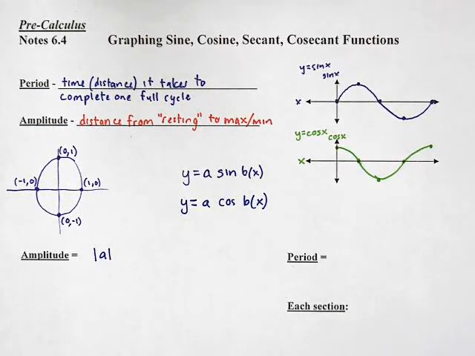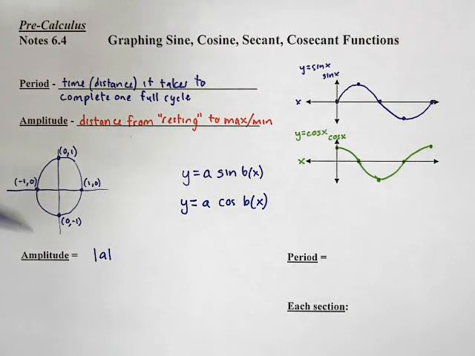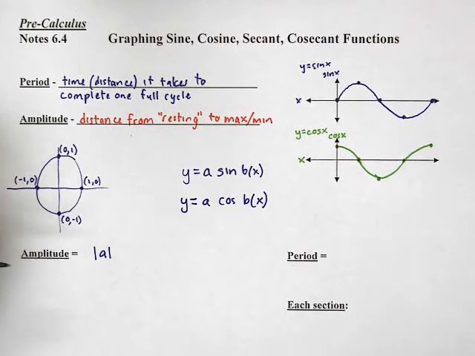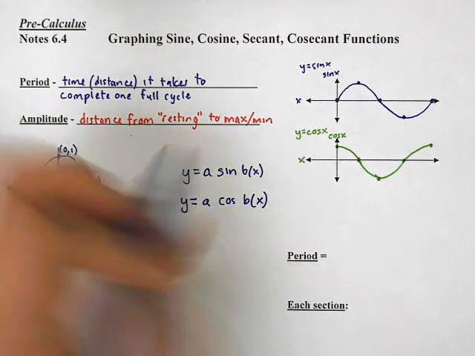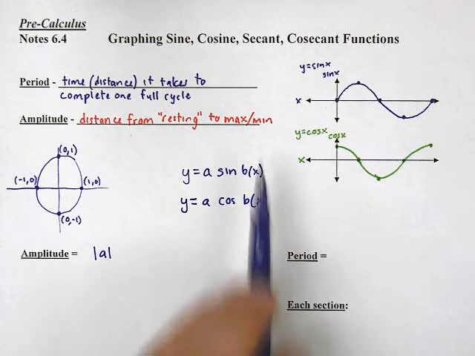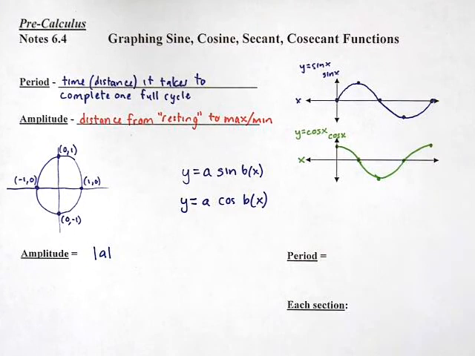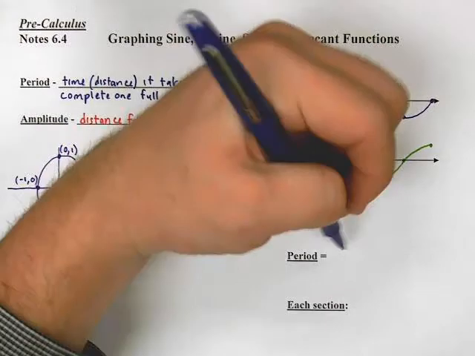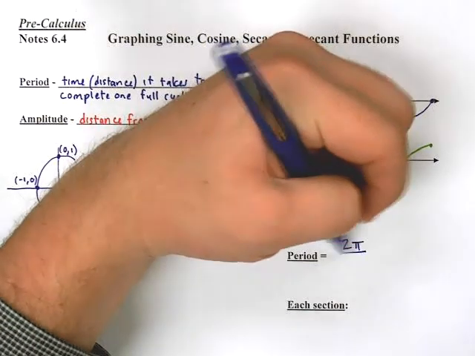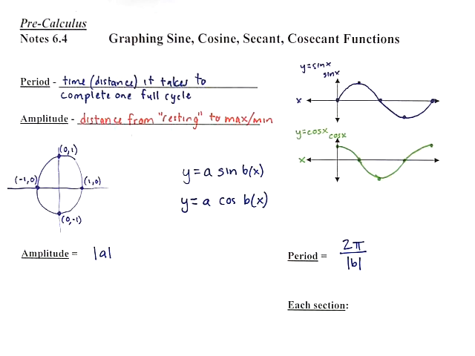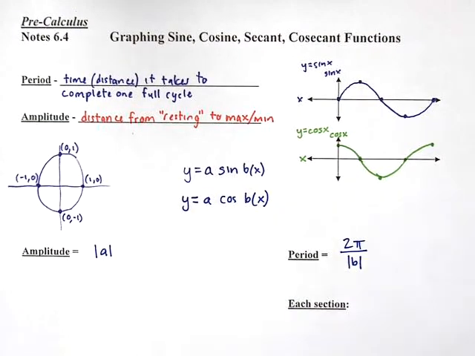Now for period, it's a little different, it's a little goofy, but what we need to understand here is that normally a period is 2 pi, right? If I have a normal, just sine of x, it goes from 0 to 2 pi to complete a full cycle. But this b value can change it. So it's 2 pi over the absolute value of b. All right, so when those are fractions, we're going to have to do some work, and we'll practice that.